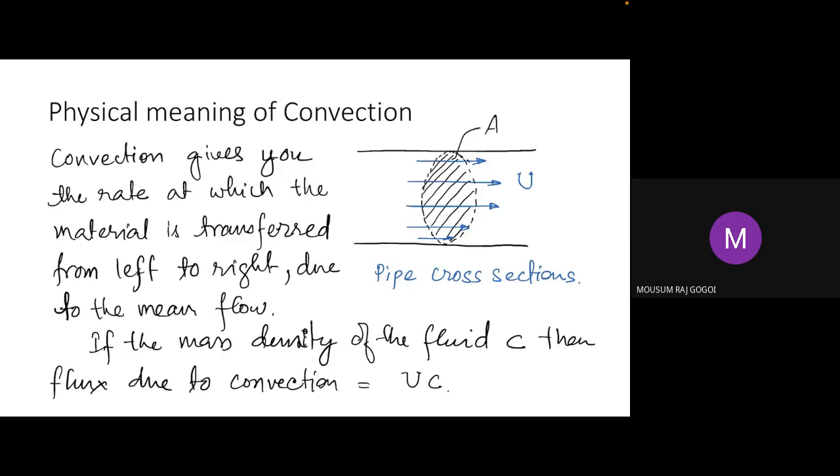Here you can see the diagram, where the pipe cross section area is A and the velocity is u. If the mass density of the fluid is c, then the mass flux due to convection will be u times c.